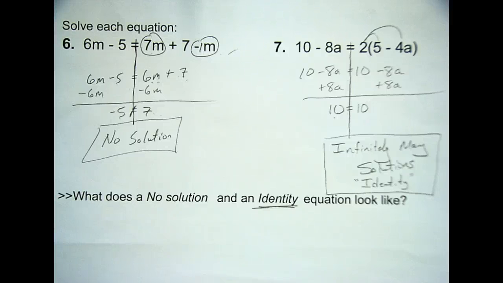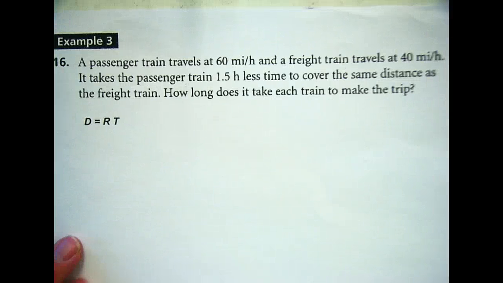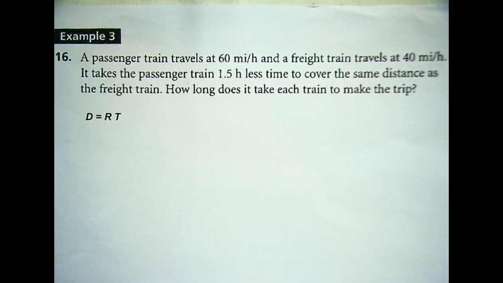All right, I want you guys to take the sheet. On the worksheet you're getting there, we're going to look at number 16. It's from example 3. I want you to show your work in your notes. You don't have to copy down the problem, but put this work in your notes because it's talking about a formula. Distance equals rate times time. So go ahead and read through the problem. Get it started up in your notes.